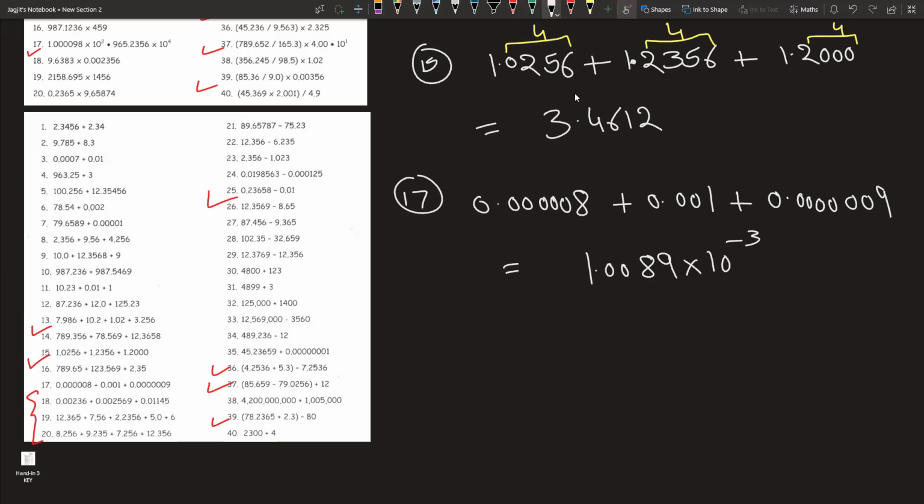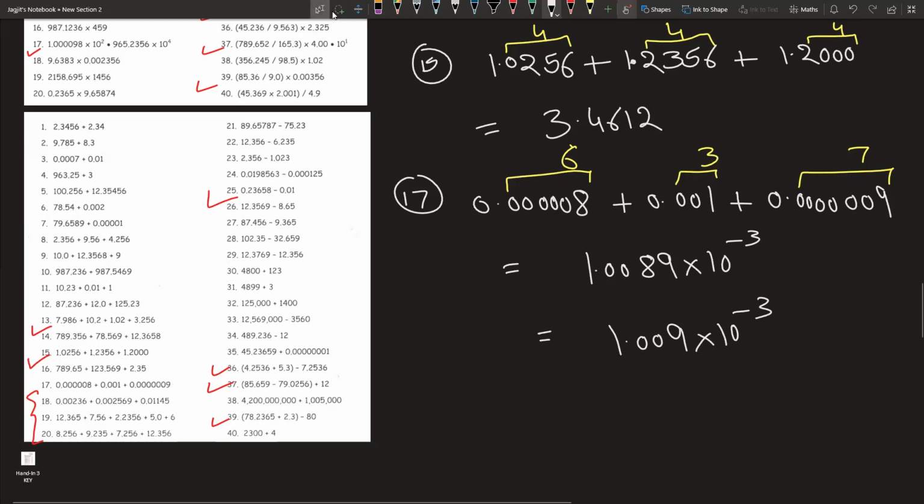Okay, so we want to look at the numbers after the decimal. This one had 1, 2, 3, 4, 5, 6. This one only had 3. This one had 1, 2, 3, 4, 5, 6, 7. My answer should only have 3. So you would say it's 1.009 times 10 to the power minus 3. Do you guys understand that? Okay. So that's that.